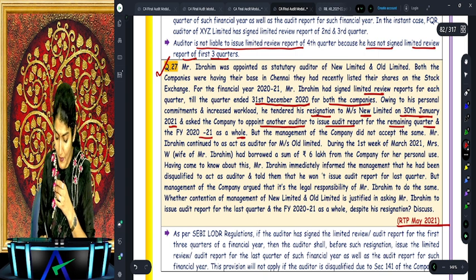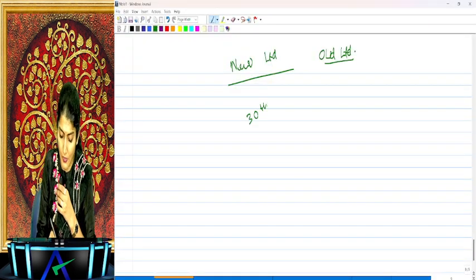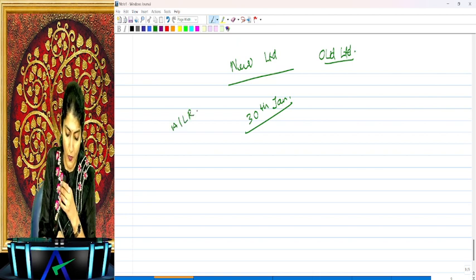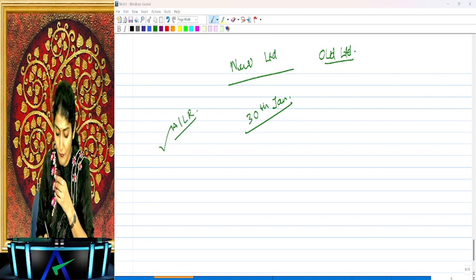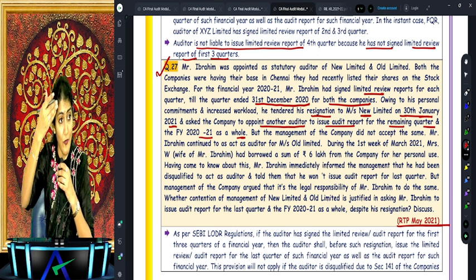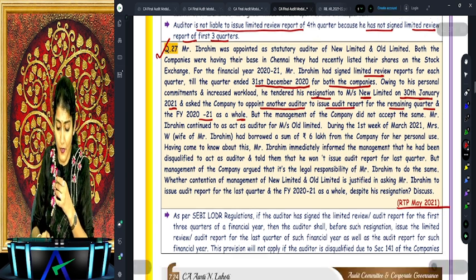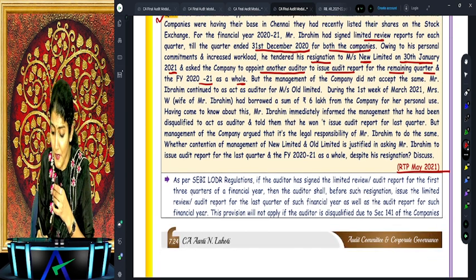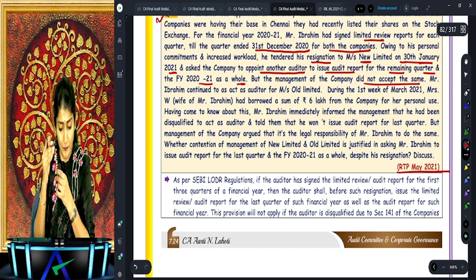So New Limited, when did he resign? He resigned on 30th of January. Has he done the audit or review for the first 3 quarters? Yes. So can he resign before doing the audit for the full financial year and the audit and LR for the last quarter? No. But the management of the company did not accept the same.